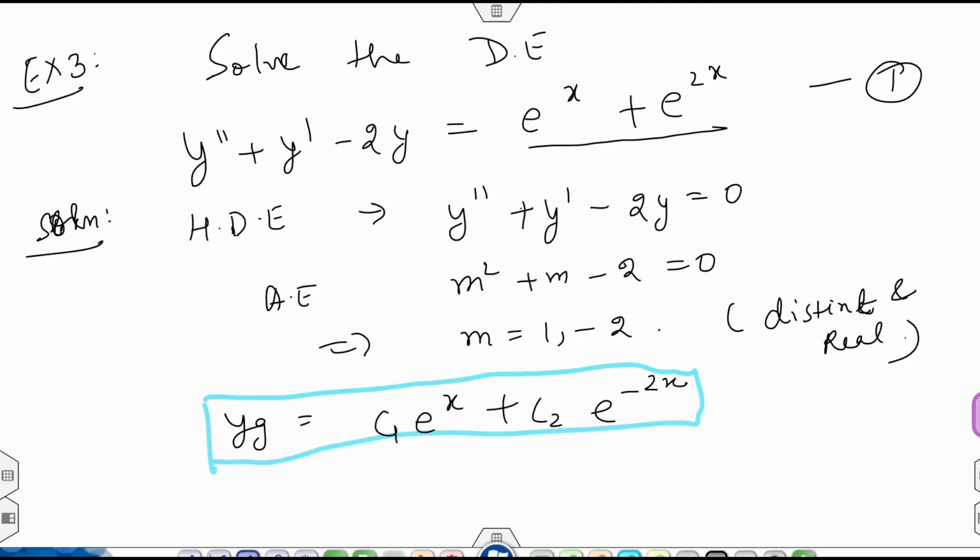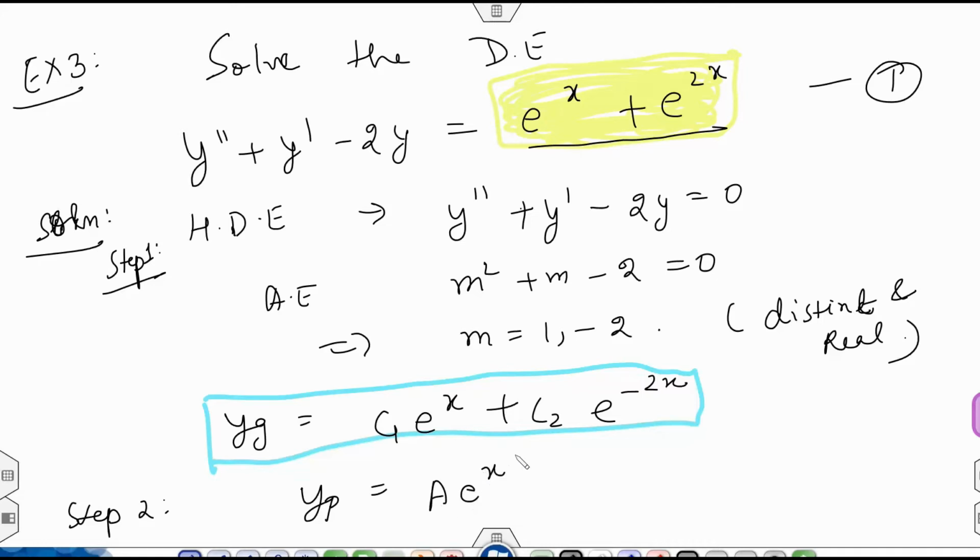Now, looking at this Rx, you need to tell me what will be your yp. So this is step 1 and this I'll write as step 2. Looking at Rx, I will guess that yp is equal to a e to the power x. For this, my particular solution will be this, plus I'll write another constant as b e to the power 2x.